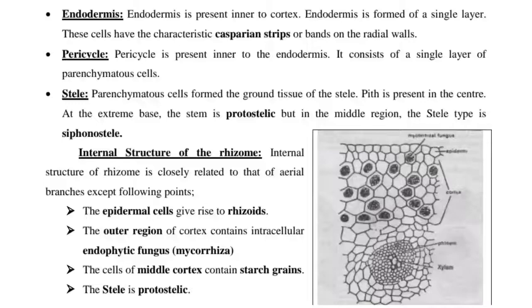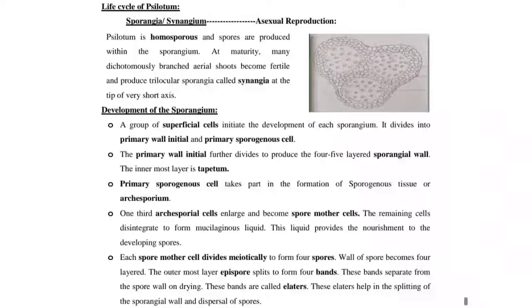Internal structure of the rhizome. Internal structure of the rhizome is closely related to that of aerial branches except for the following points. The epidermal cells give rise to rhizoids. The outer region of the cortex contains an intracellular endophytic fungus, mycorrhiza. The cells of the middle cortex contain starch grains. The stele is protostelic. Life cycle of Psilotum.